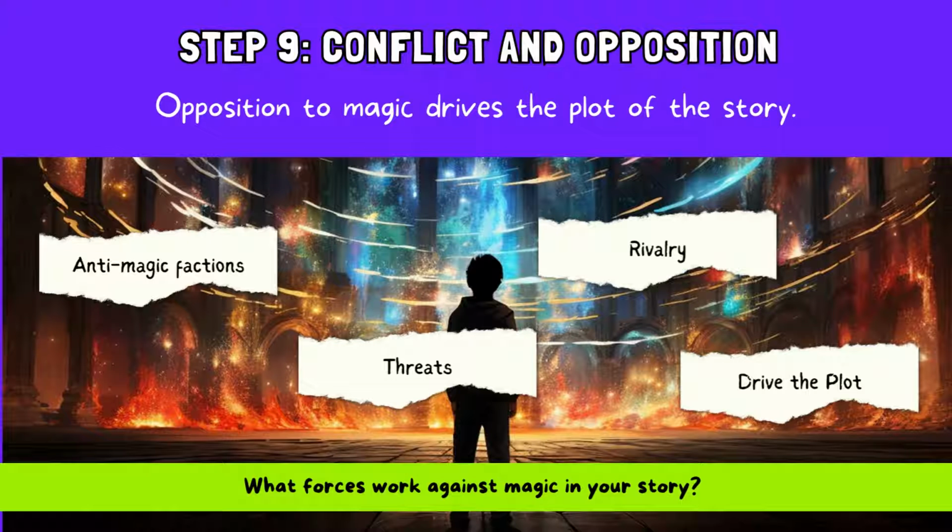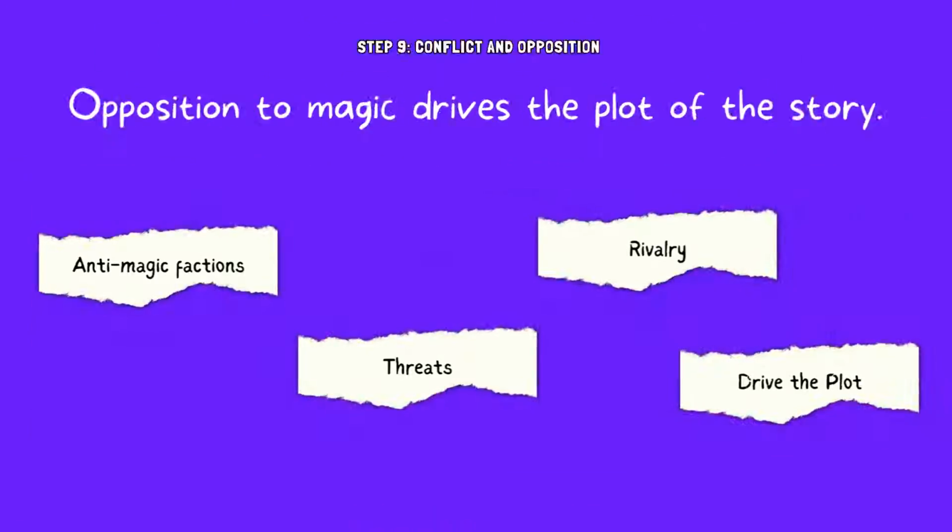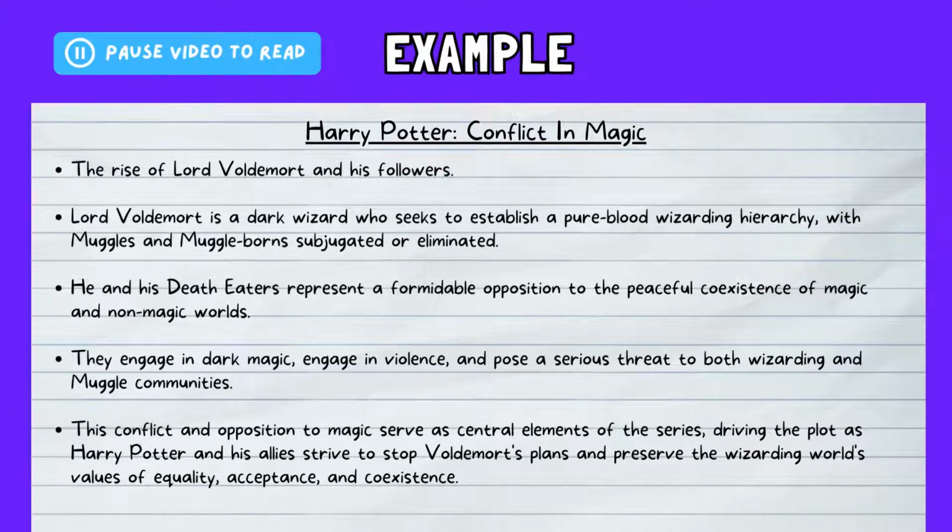This could be in the form of anti-magic factions, magical creatures that threaten society, or rival magic users. An interesting magic system creates great power, but also great conflict that drives the plot. In Harry Potter, one significant example of conflict and opposition to magic is the rise of Lord Voldemort and his followers. This conflict and opposition to magic serve as central elements of the series, driving the plot as Harry Potter and his allies strive to stop Voldemort's plans and preserve the wizarding world's values of equality, acceptance, and coexistence.